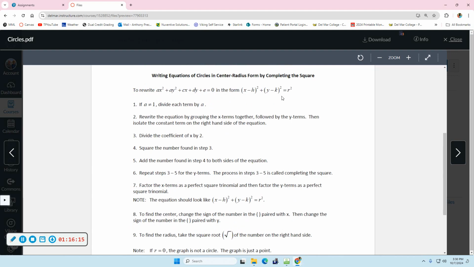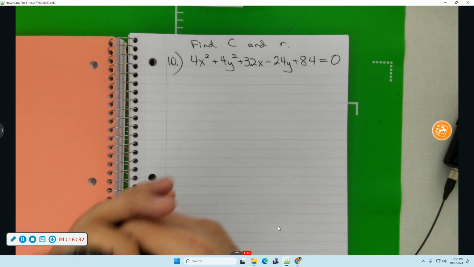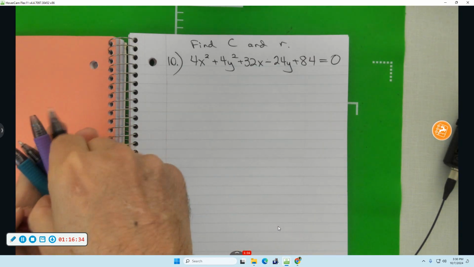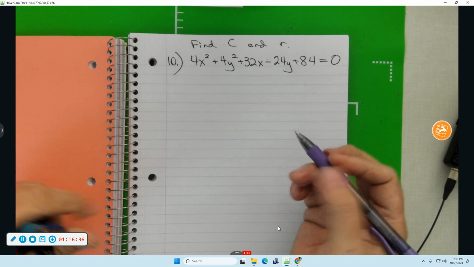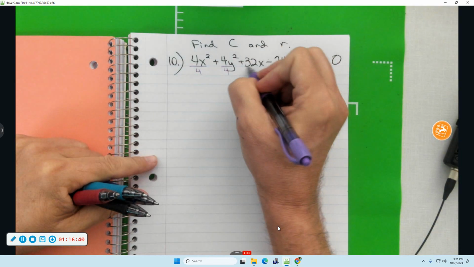Here's that handout I gave you. If A doesn't equal 1, what are we going to have to do? Divide each term by A. What is A in this problem that I just wrote down? 4. Divide each term by 4. That's the same thing as multiplying both sides by 1/4. Divide by 4.